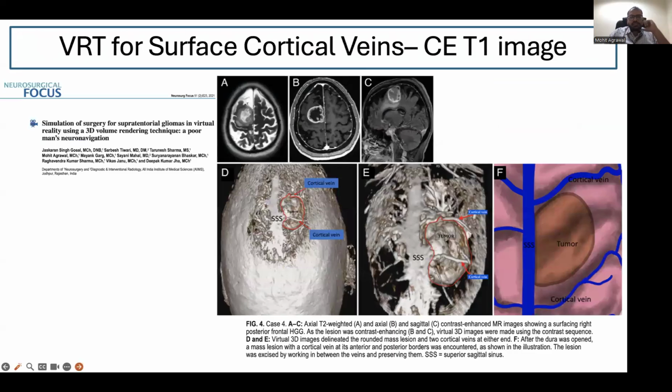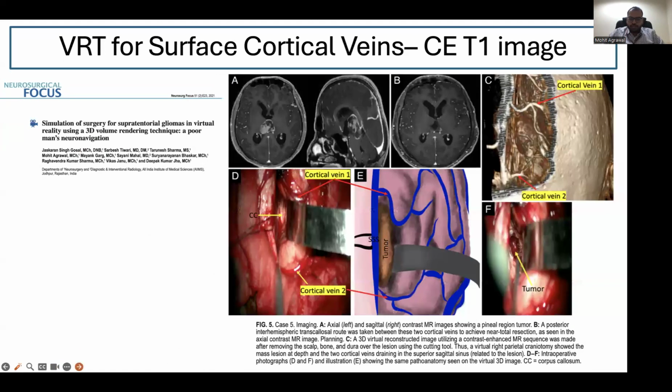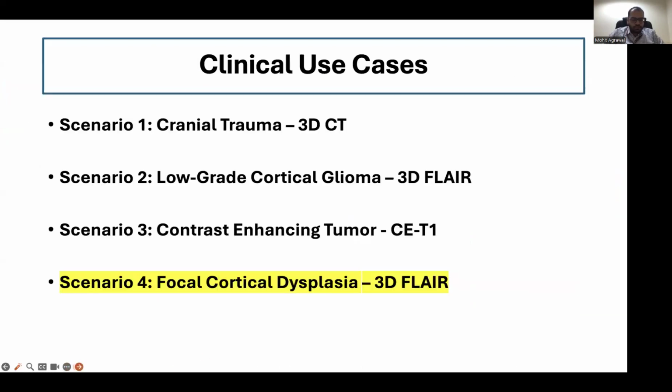So this video was actually published in Neurosurgical Focus a couple of years back. You can check out this publication. It's open access for all, and we've also described how VRT is useful for the surface cortical veins via these two examples. So the exact surface cortical veins as a surface cortical anatomy can be made out, and a safe corridor to the tumor can be visualized.